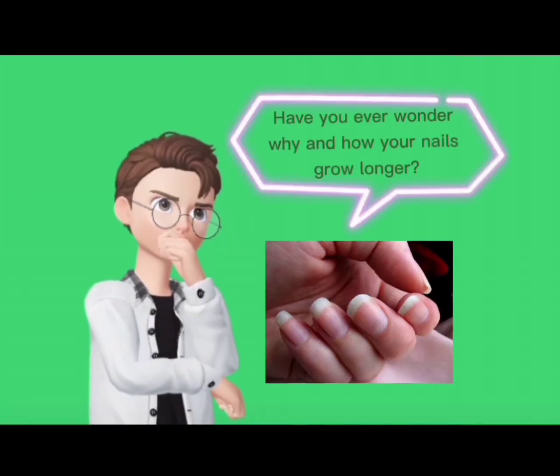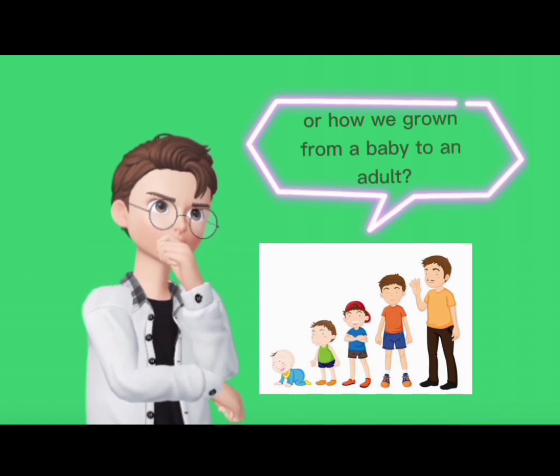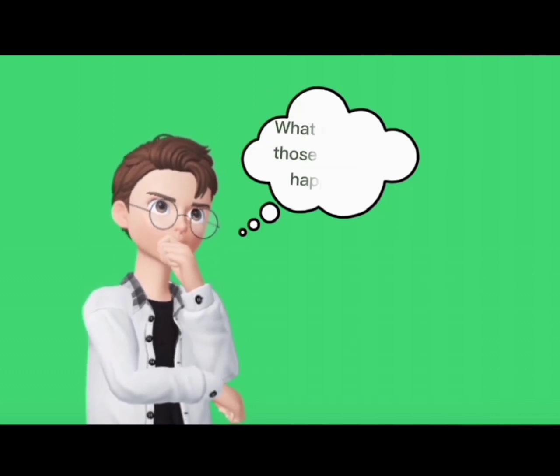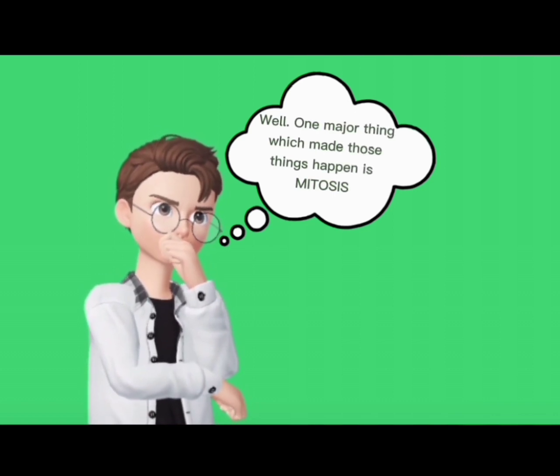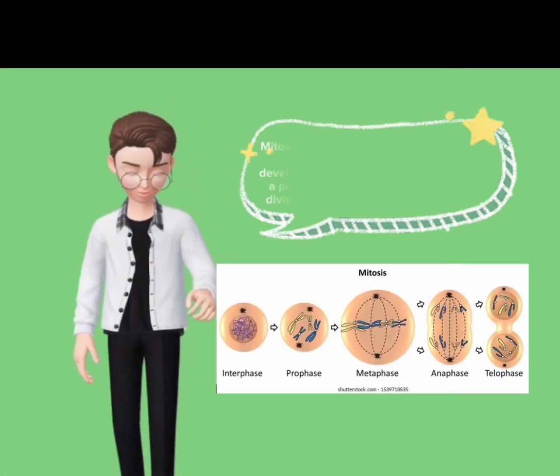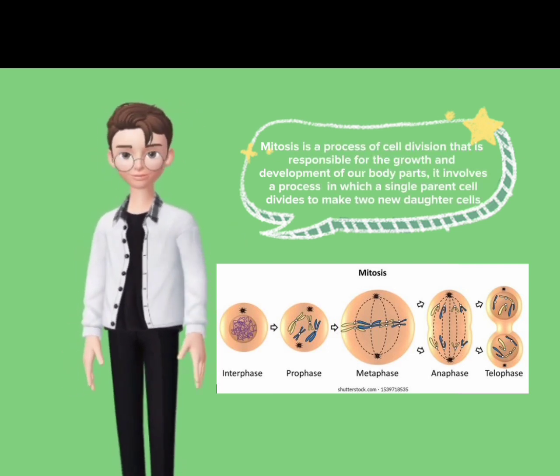Have you ever wondered why and how your nails grow longer? Or how we grow from a baby to an adult? It's amazing, right? What makes those things happen? Well, one major thing which makes those things happen is mitosis. Mitosis is a process of cell division that is responsible for the growth and development of our body parts.